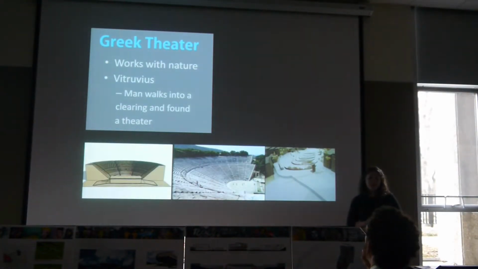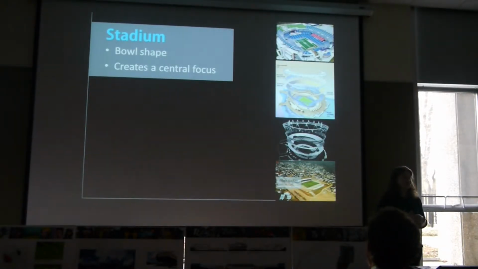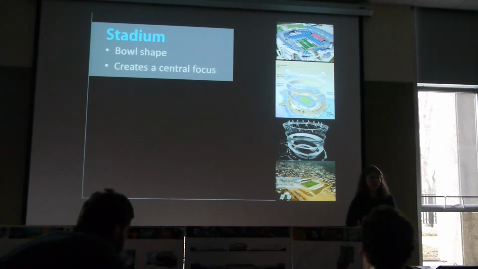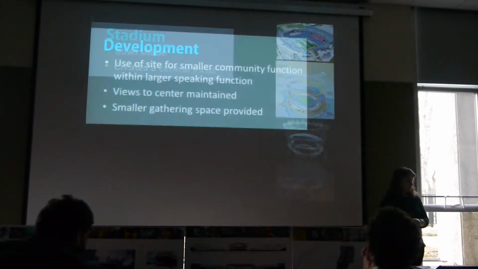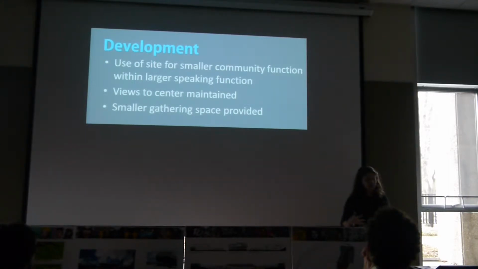We looked at the Greek theater since it works with hills and nature, and it creates this focal point in the middle for a stage area. We also looked at stadiums because they're a popular use in Rwanda for mass meetings, and the president addresses the masses quite often in a soccer or football field. So our development was to create a very large space for speaking, as well as these individual programmed areas.